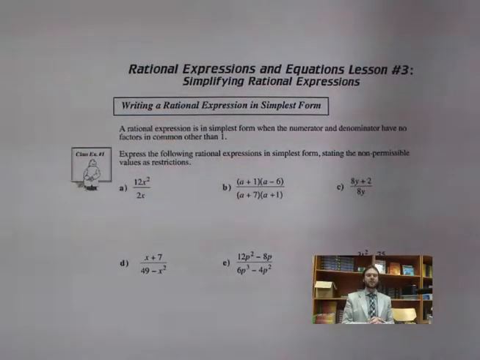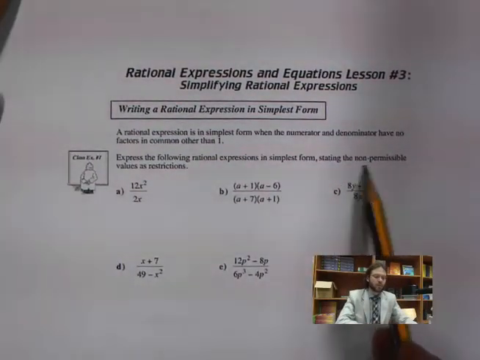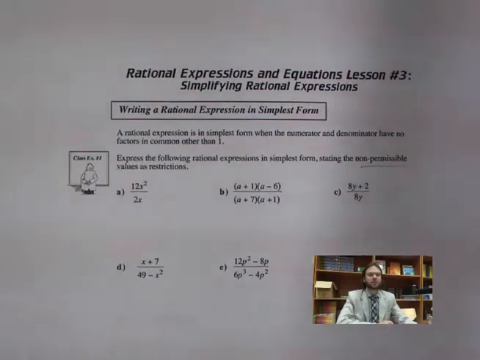Welcome back, Math 30-2. Today we're looking at simplifying rational expressions even more. To start off here, we want to find the non-permissible value and simplify into simplest form.